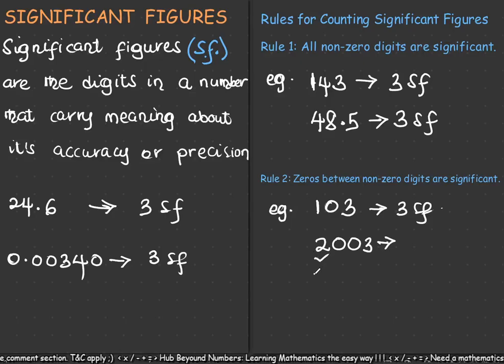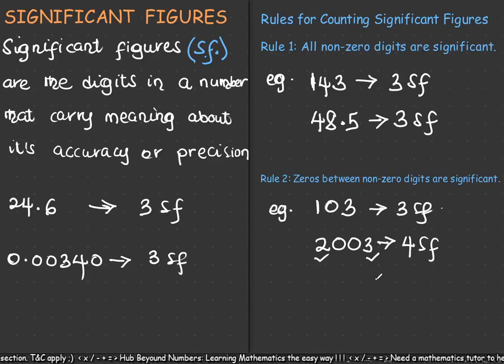This is significant. This is also significant. And these are zeros in between significant figures, so they've also been infected with significance. We can therefore say 1, 2, 3, 4 are all significant, and hence we have 4 significant figures.